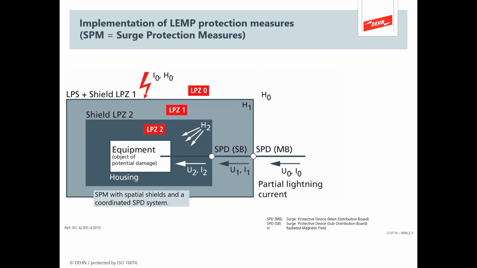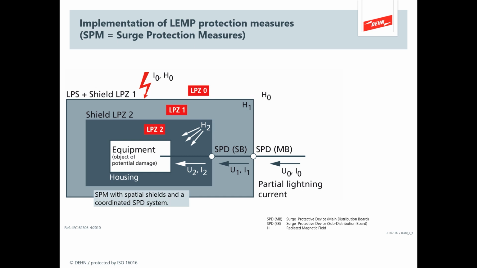Now, what the LPZ zones look like, it's fairly straightforward. LPZ0 is the external, that's the sky, that's where lightning is, that's the most dangerous zone. LPZ1 is the entire volume of the structure that has got the lightning protection system on. And LPZ2 is a screened object which is within the building.